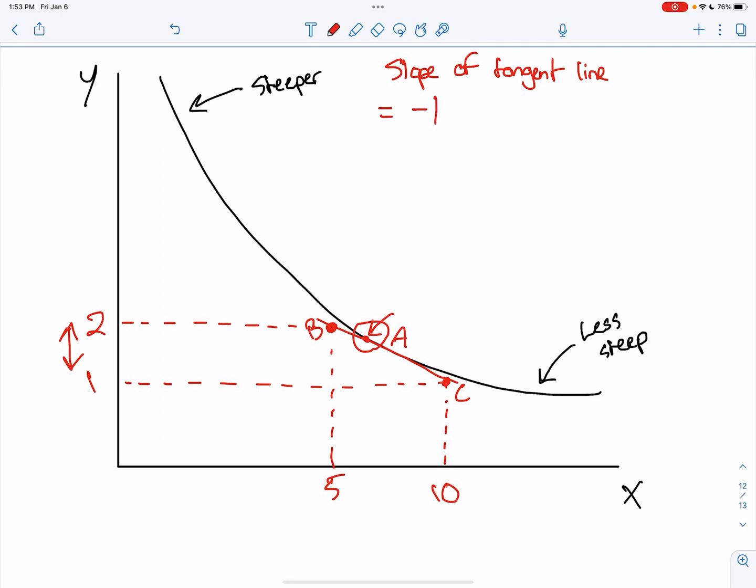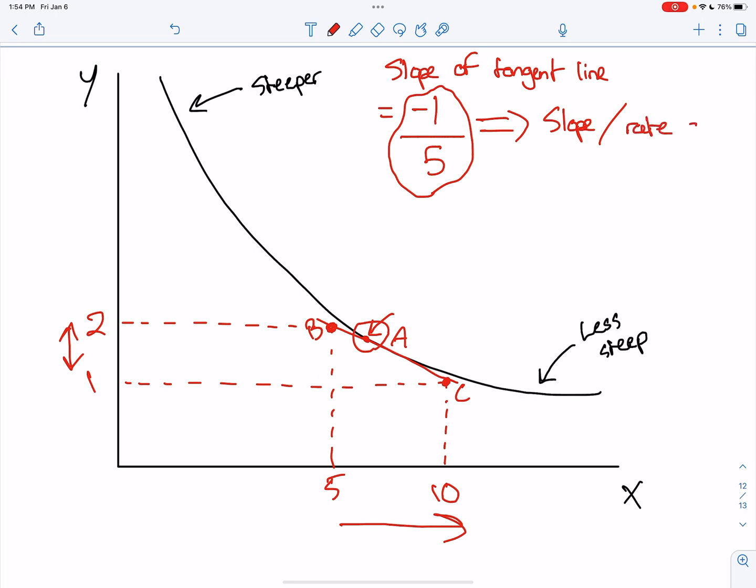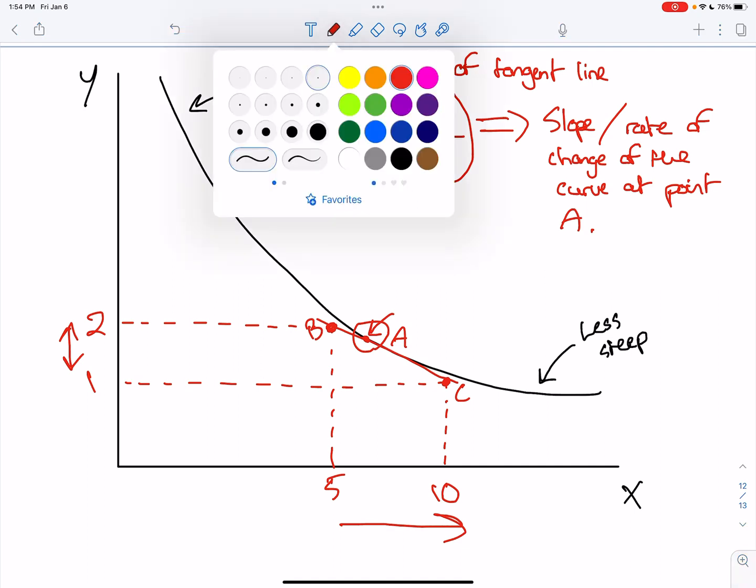So we want to have a negative 1 in the top. That's our delta y over delta x. So that's our delta x. We have an increase of 5. Okay? So the slope of our tangent line is negative 1 over 5. And this is also the slope, slash rate of change, of the curve at point A.